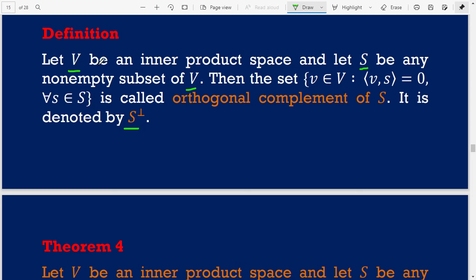Let V be an inner product space and let S be any non-empty subset of V, then the set of V belongs to V such that inner product V with S is equal to 0 for every S belongs to S is called orthogonal complement of S, and it is denoted by S orthogonal.